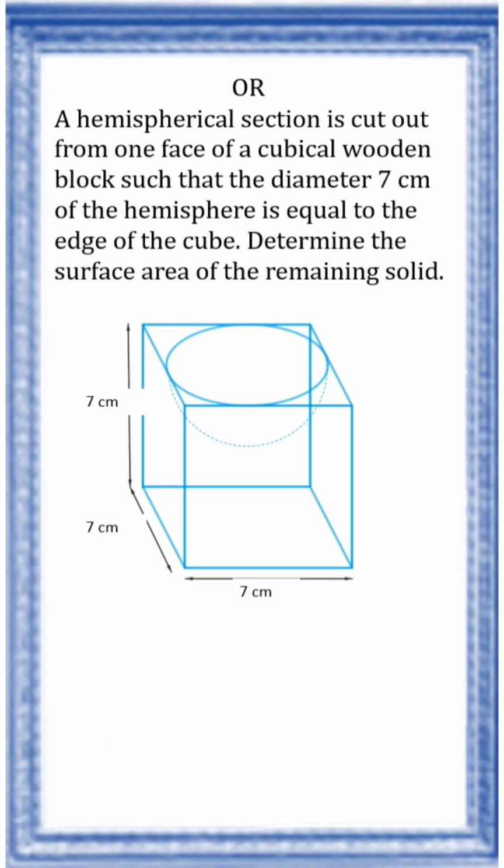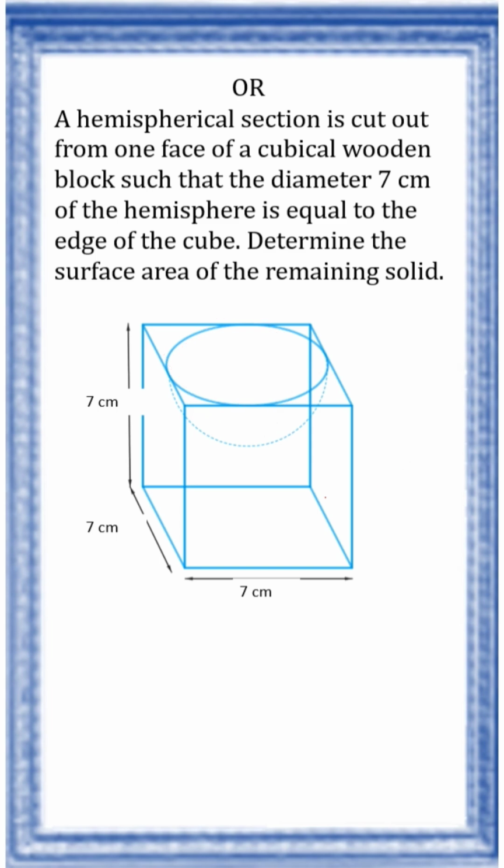Now let us solve this question. Actually this figure is not given, I have drawn it according to the question. A hemispherical section is cut out from one face of the cubical wooden block. From one face this hemisphere is cut. Okay.